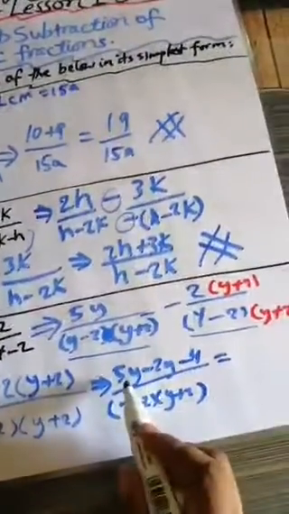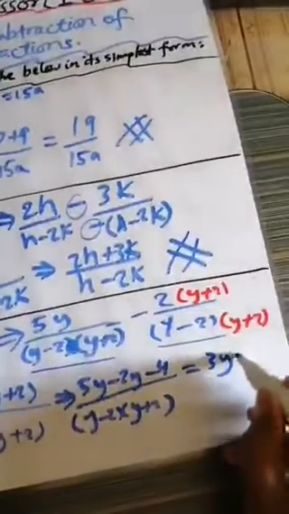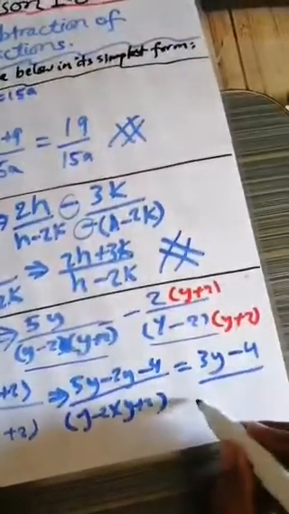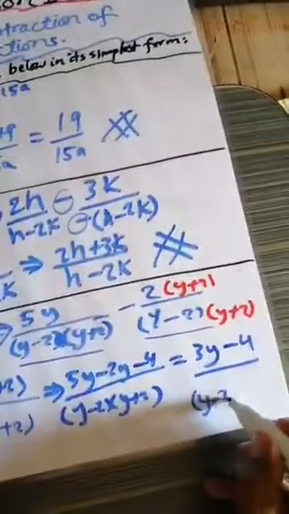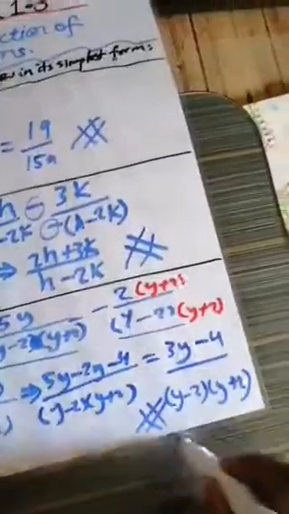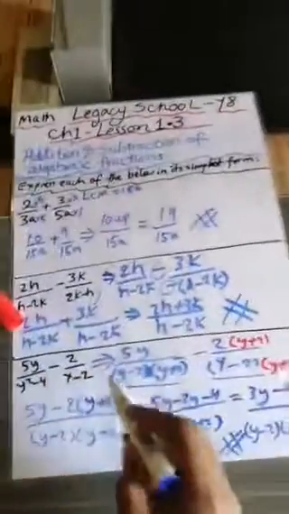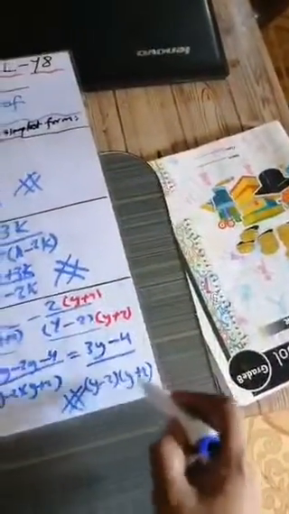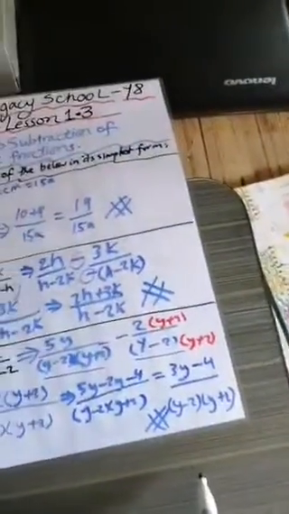And obviously 5y minus 2y is 3y, minus 4, divided by y minus 2, y plus 2. So I have written this fraction in its simplest form as one fraction, like that.